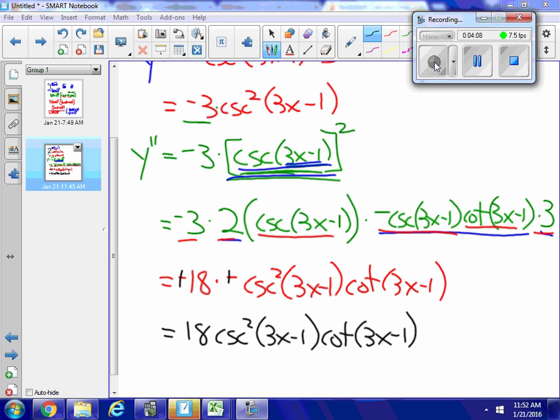And leaving it like this, no, that really wouldn't be acceptable. You really need to work on simplifying these things and noticing that I have, for example, here, this cosecant 3x minus 1 times cosecant 3x minus 1, which does make the cosecant squared 3x minus 1.